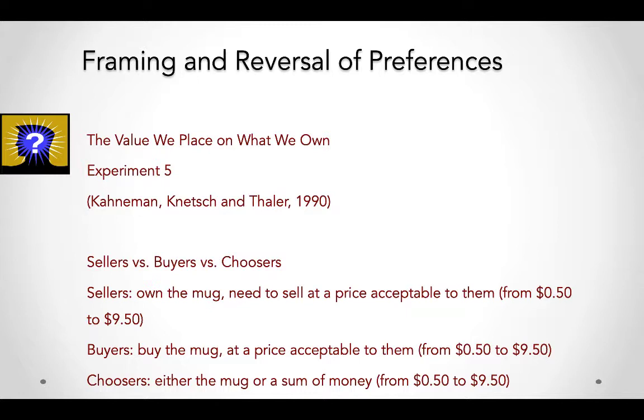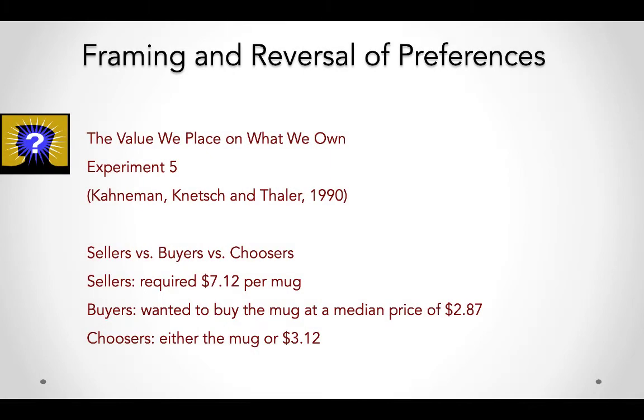So we have sellers and buyers. The sellers required $7.12 per mug to depart with the mug. The buyers wanted to buy the mug at the median price of $2.87. So we have a little bit of a price discrepancy, pretty significant, between $7 and almost $3.